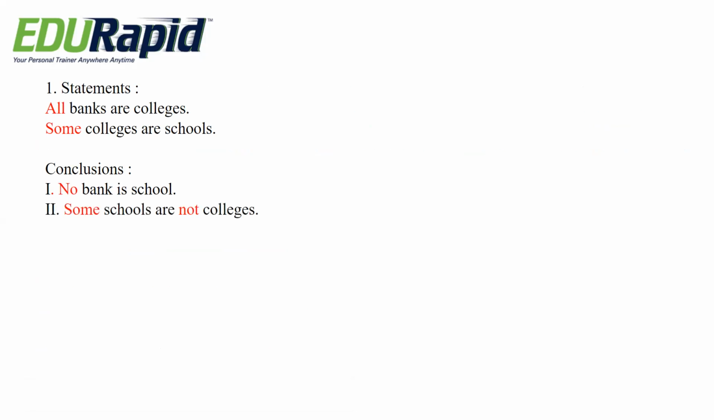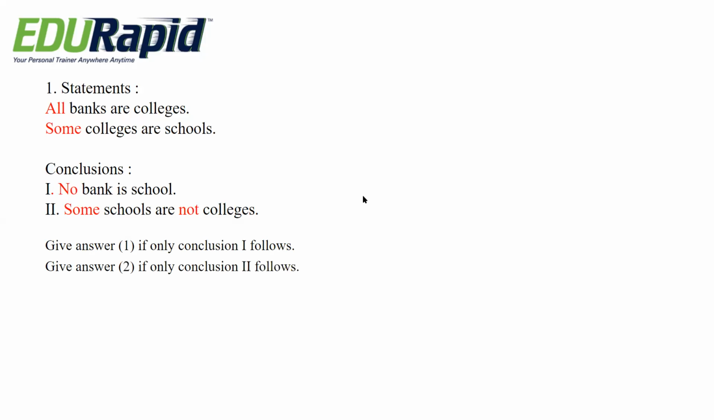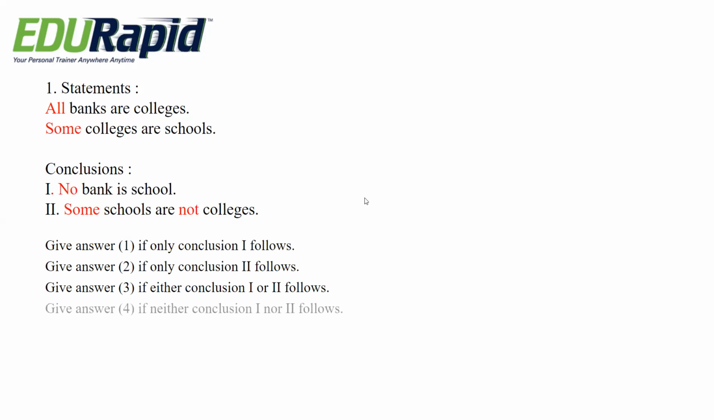Coming to the first question, first statement is all banks are colleges, some colleges are schools. Conclusion 1 is no bank is school. Another conclusion, some schools are not colleges. And the options will be like this: only conclusion 1 follows, only conclusion 2 follows, either conclusion 1 or 2 follows, neither conclusion 1 nor 2 follows, both conclusion 1 and 2 follow.